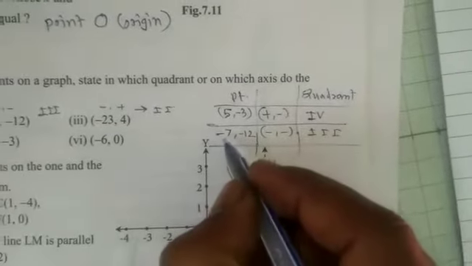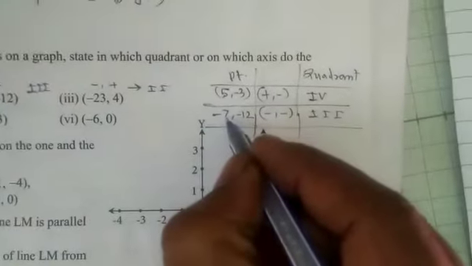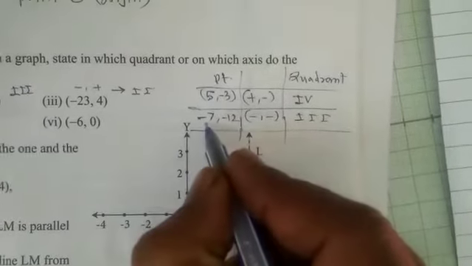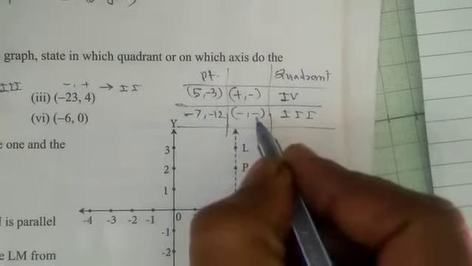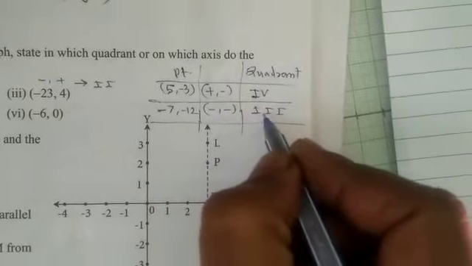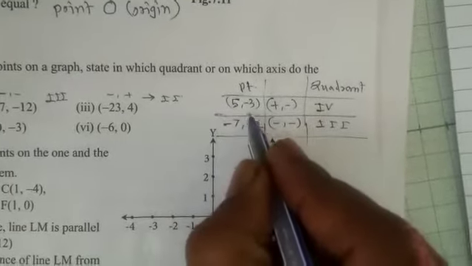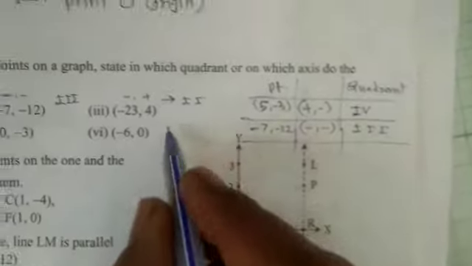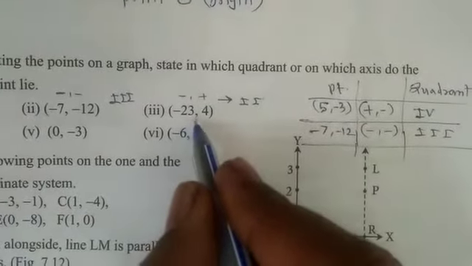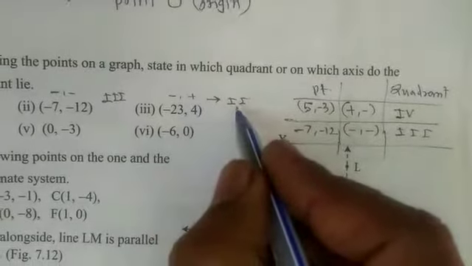The next point is (-7, -12). The x coordinate is minus, the y coordinate is minus. Means minus, minus. It is the third quadrant. So like this, by this way, you want to write all the quadrants. Next, (-23, 4). It is minus, plus, which means second quadrant.